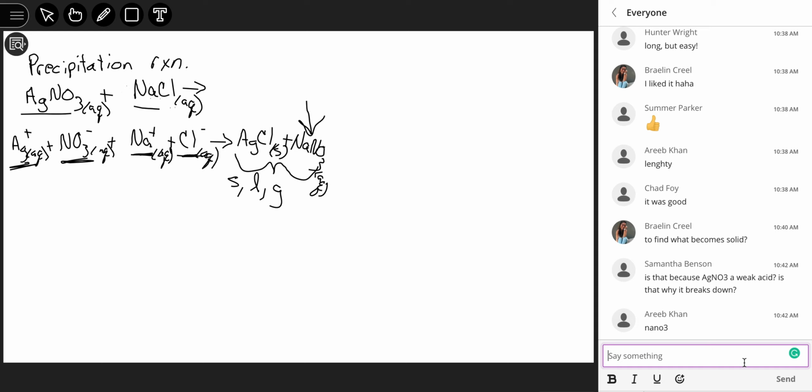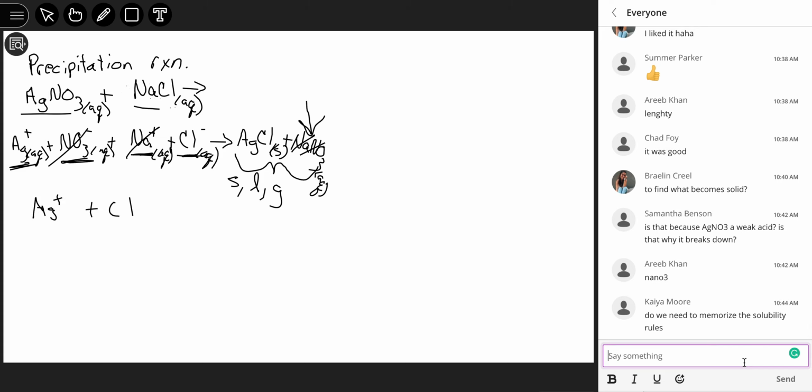Right, because this sodium nitrate would break apart into sodium and nitrate and leave us just silver and chloride. Right, so there's something left.